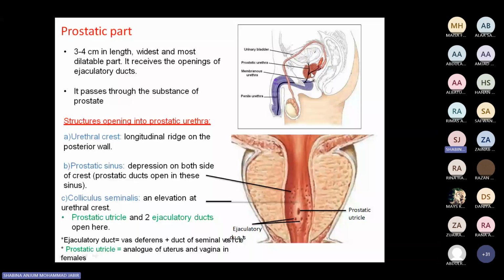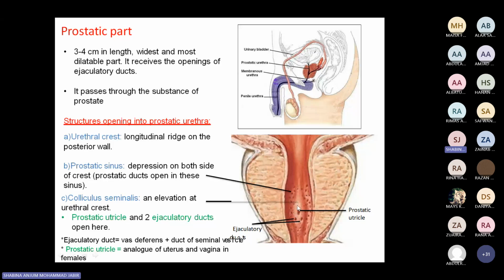Here you can see it is formed by two structures. One, what is this? Vas deferens. Then the seminal vesicle. So at the posterior surface of the urinary bladder, the seminal vesicle and vas deferens will join to form the ejaculatory duct, which will open on the colliculus seminalis.